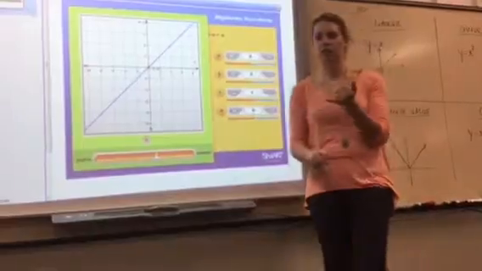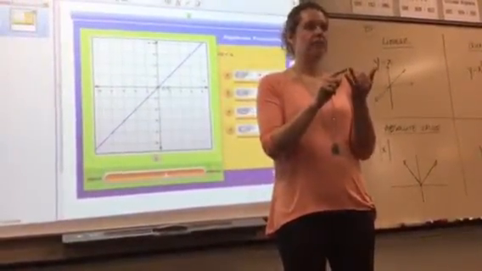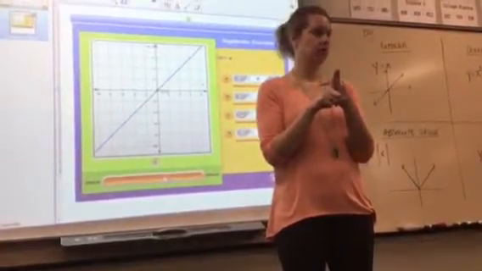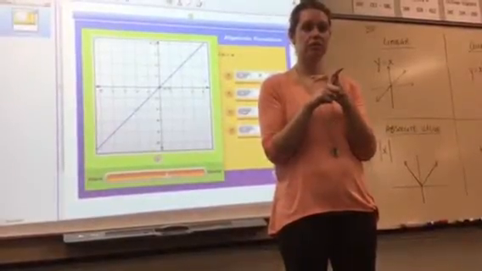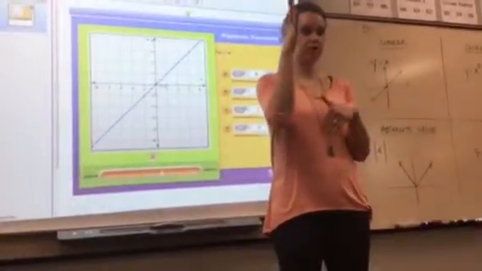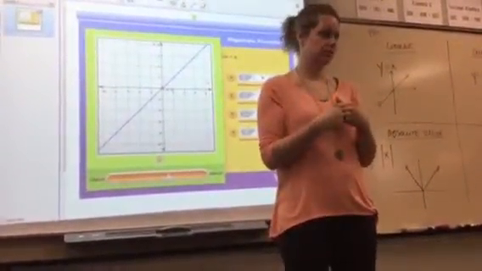So what have we learned so far? What happens if I add or subtract at the end? Moves up or down. What if I multiply in front by a big positive number? How does it change it? Steeper. What if I made it a negative number? Flips it over, right? It'll flip it over if it was positive. Now it's negative. Okay? And then the bigger that number, the steeper it is.